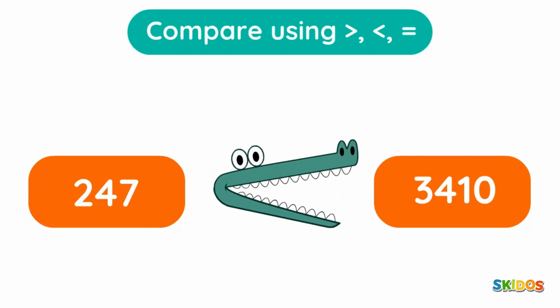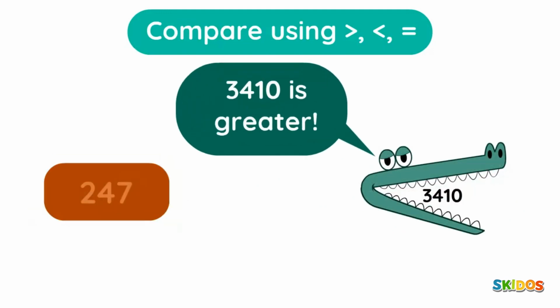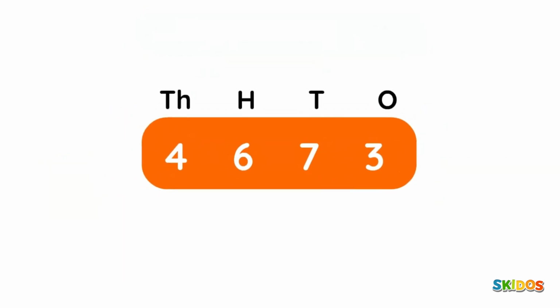So, the alligator eats the number 3410 as it is greater than 247. Or, 247 is smaller than 3410. To compare the 4-digit numbers, first we look at the thousands place, then the hundreds place, then the tens place, and lastly the ones place.